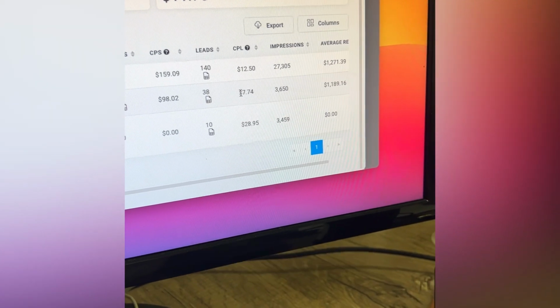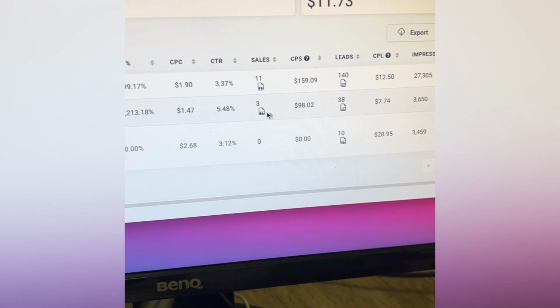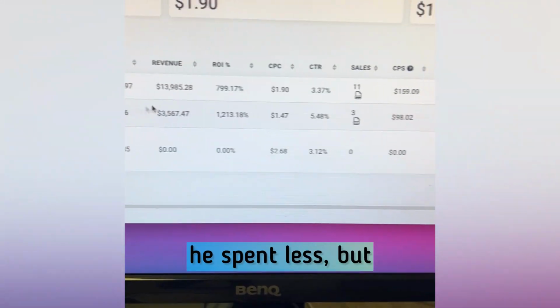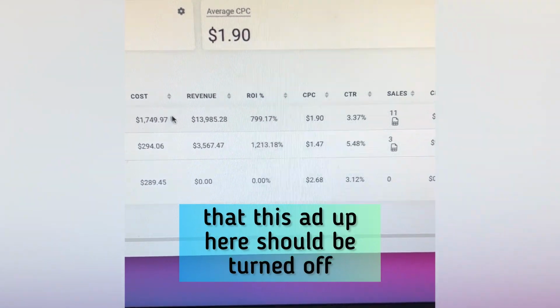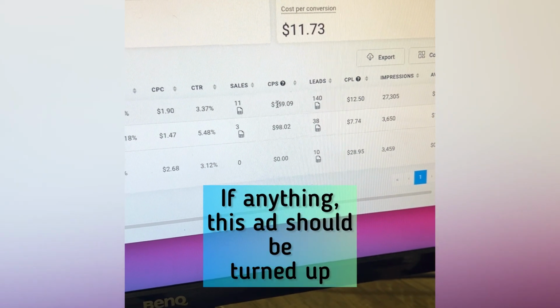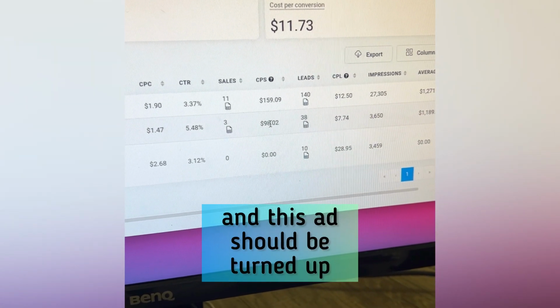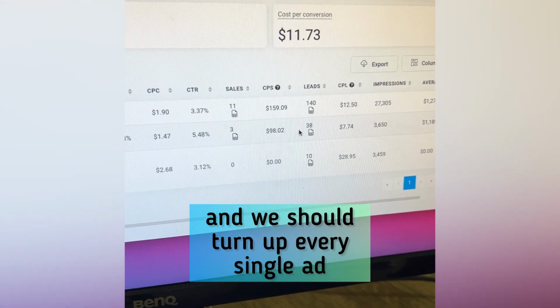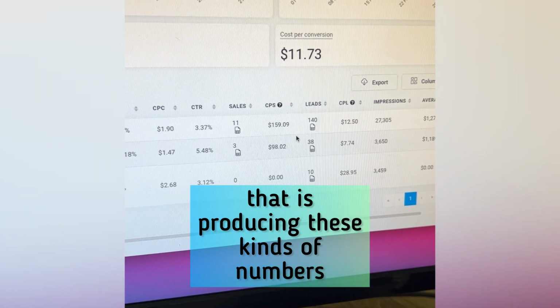It's top performing. It costs less per lead. He's generating deals at less. He spent less, but that doesn't mean that this ad up here should be turned off. If anything, this ad should be turned up, and this ad should be turned up. And we should turn up every single ad that is producing these kinds of numbers.